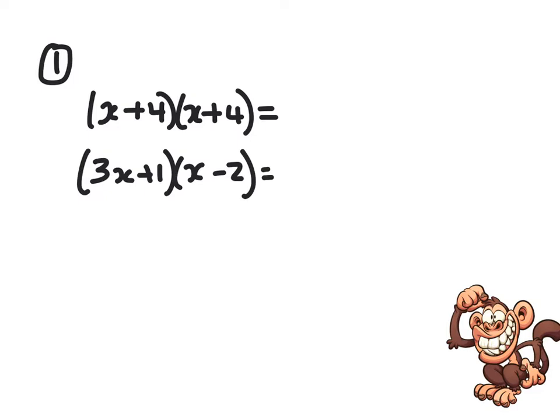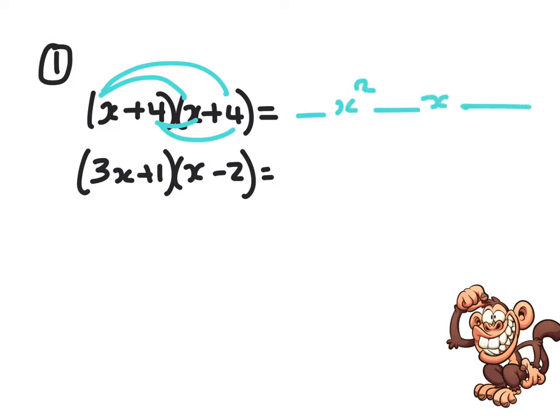So the first thing we do is we remove the first set of brackets, so x times x, x times 4, 4 times x, 4 times 4, and that gives you so many x squareds, so many x's, and a number. Do the same for the second bracket, so many x squareds, so many x's, and a number.